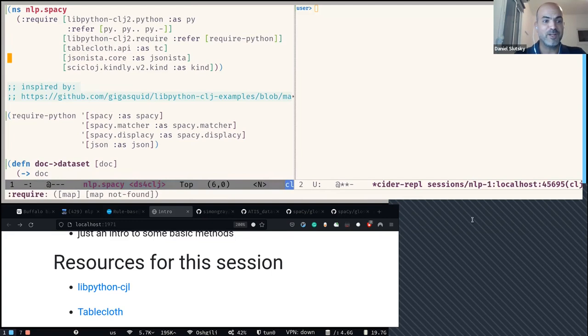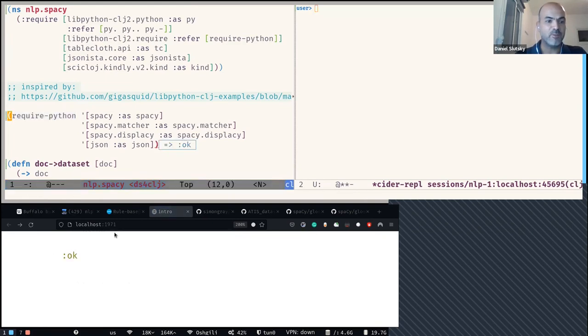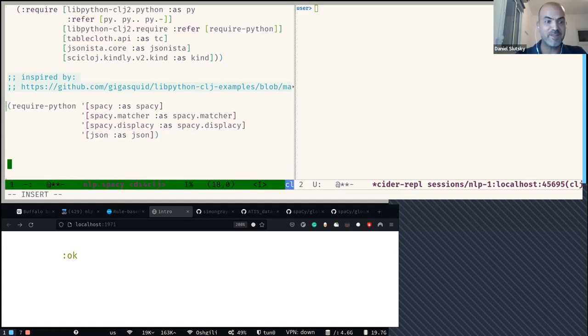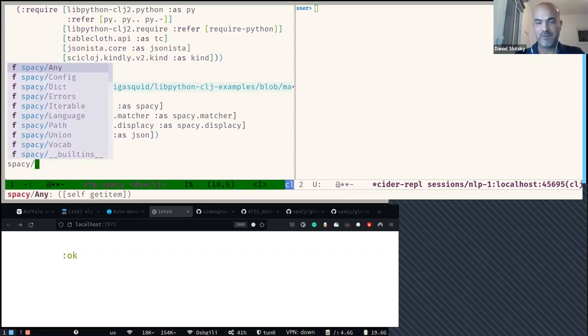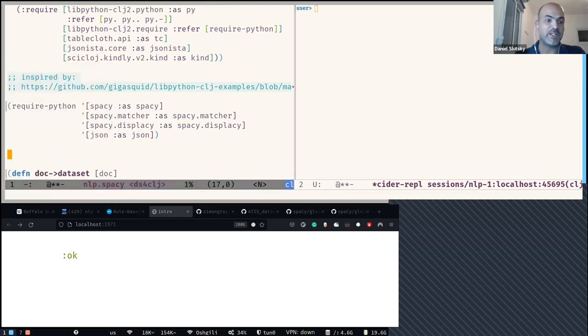So you see, for example, you can require Python, which means do something which looks like the Clojure require, but is actually requiring Python modules as if they were Clojure namespaces. So after we do that, we have some namespaces in Clojure like spaCy, which is the equivalent of the Python module called spaCy, right? And we will just use them.